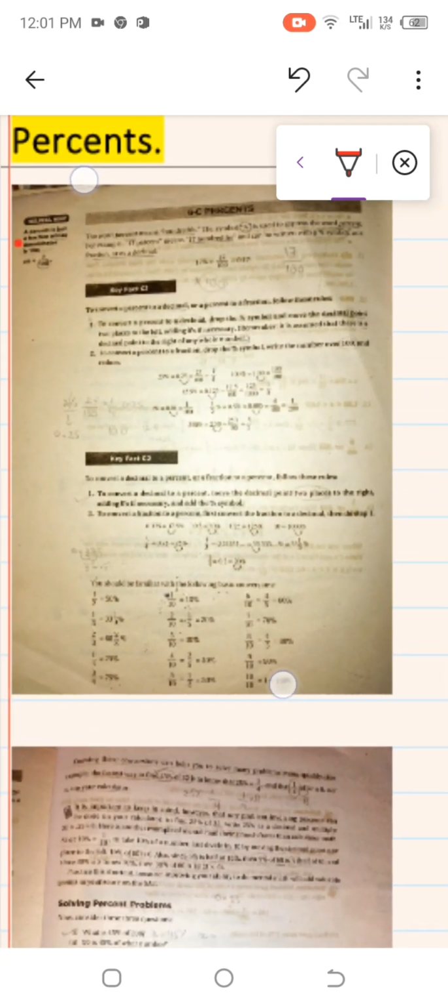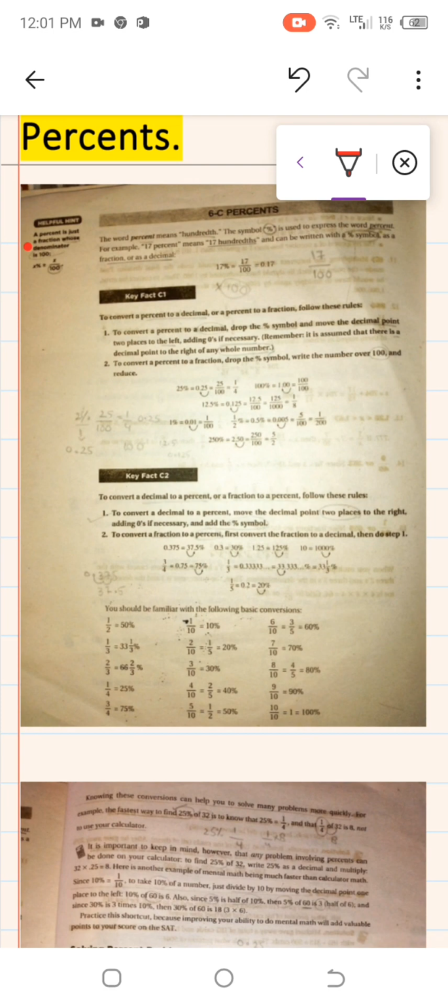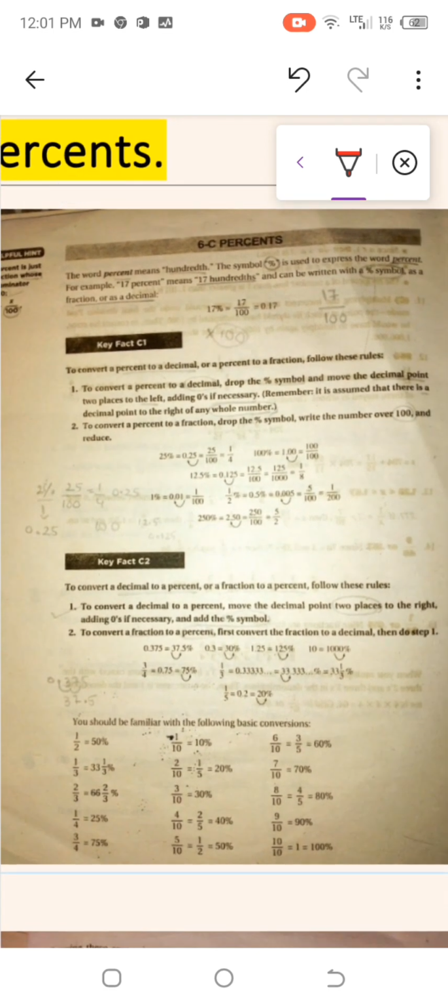Today we are going to start a new chapter in our set book, that is percentage. First of all we'll read the statement, then we're going to solve some questions. Here they have written that the word percent basically means hundredth.